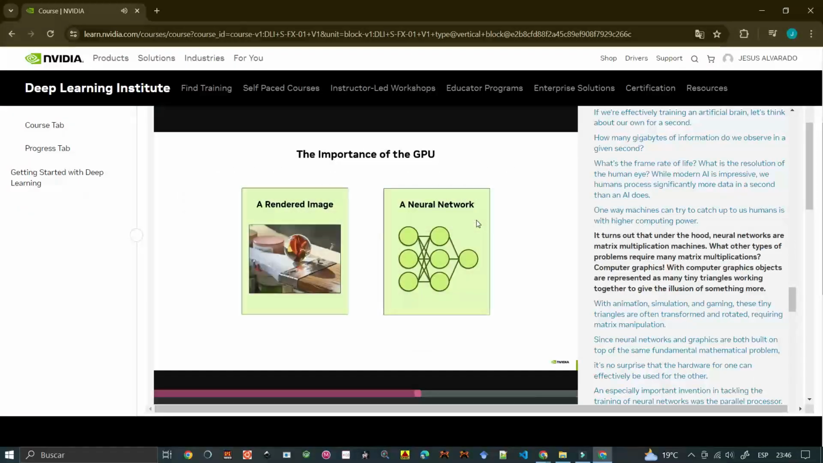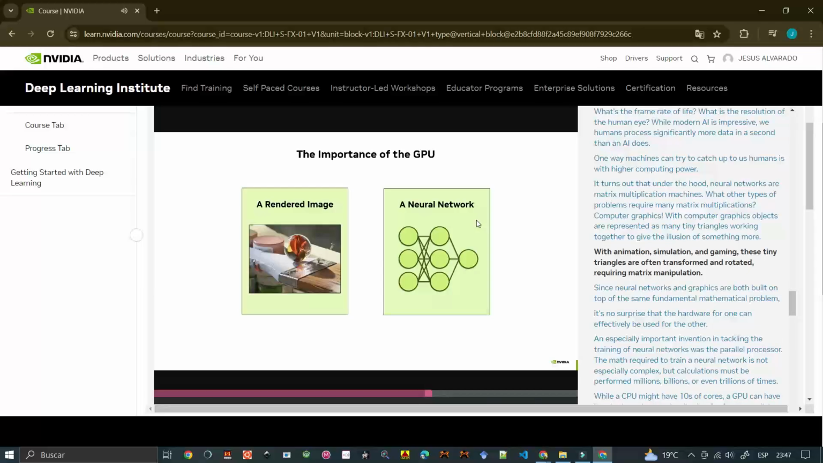It turns out that under the hood, neural networks are matrix multiplication machines. What other types of problems require many matrix multiplications? Computer graphics. With computer graphics, objects are represented as many tiny triangles working together to give the illusion of something more. With animation, simulation, and gaming, these tiny triangles are often transformed and rotated, requiring matrix manipulation.